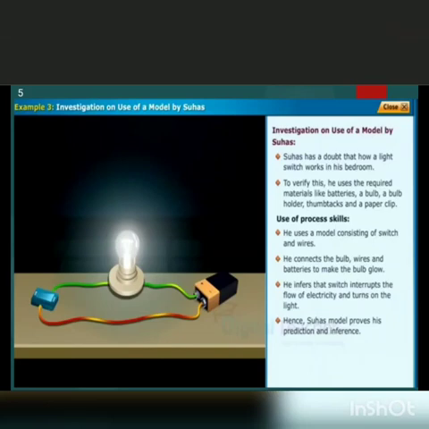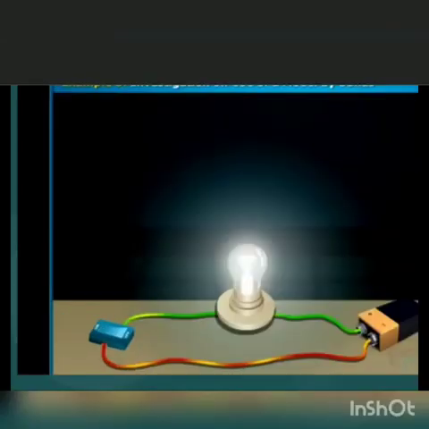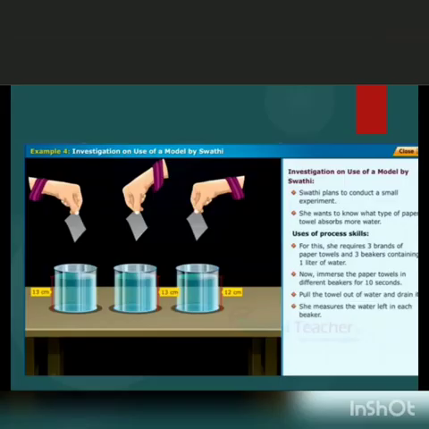He connects the bulb, wires and batteries to make the bulb glow. He infers that the switch interrupts the flow of electricity and turns on the light. Hence, Shuhash's model proves his prediction and inference. Process skills Shuhash uses are model, predict and infer.